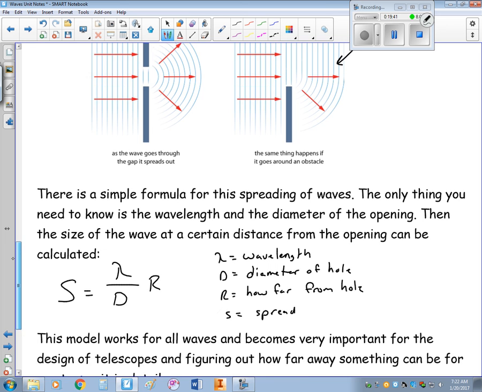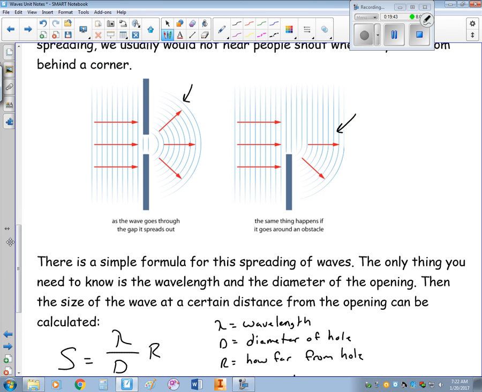So going back up here, the wavelength would be the distance between the waves here. The diameter of the hole would be d. If I were to measure this distance, this would be S, and this distance right here would be R. Let me get a better wavelength up here.